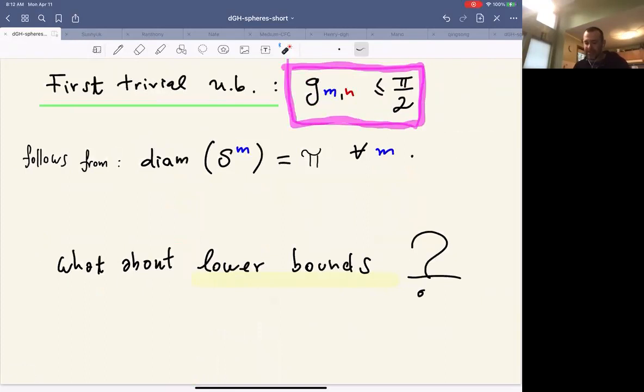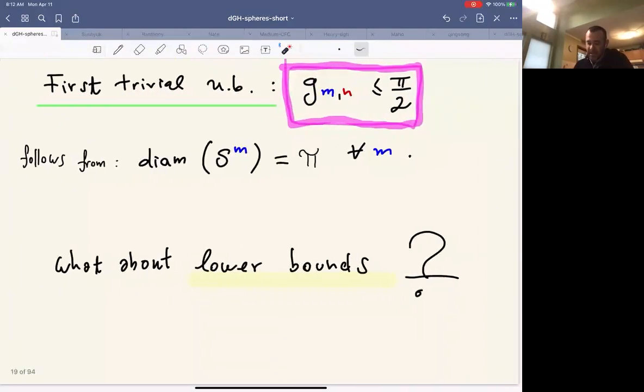So here's the first trivial upper bound. It's really simple, but it helps to direct the pursuits that come later. Because the diameter of all spheres is always pi, we obtain this upper bound. All entries in the matrix are upper bounded by pi by 2.